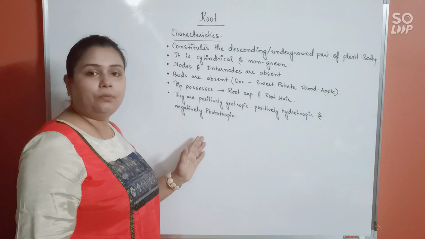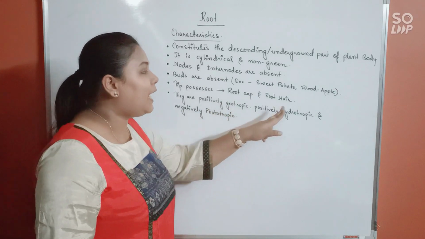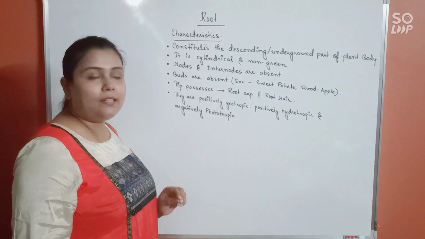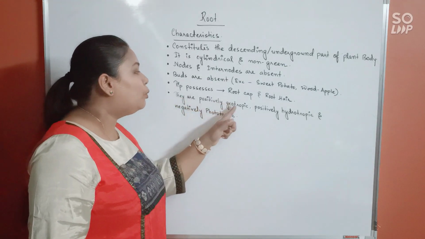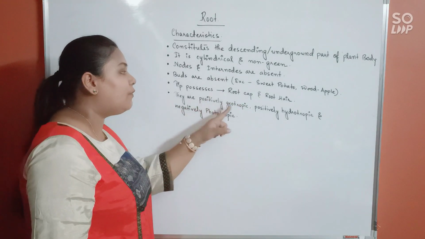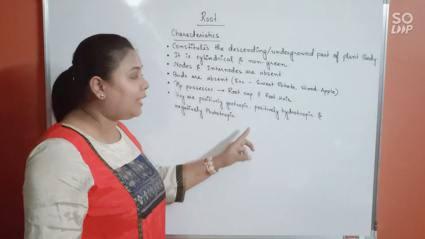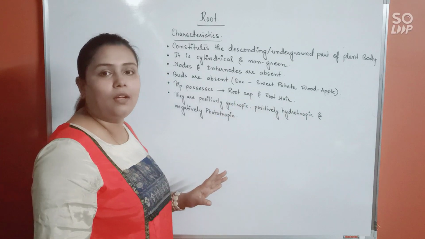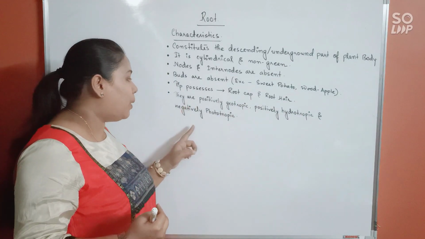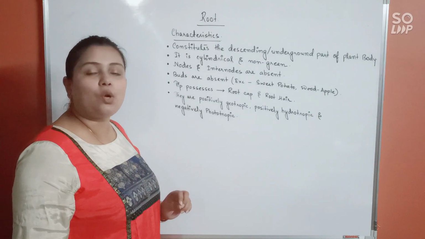Finally, the most important point. The roots are positively geotropic, positively hydrotropic and negatively phototropic. The meaning is that the roots will be moving towards gravity, so positively geotropic. Next, they are going to move towards water, that's why positively hydrotropic. But of course they will be moving away from light, so they are negatively phototropic. So these are the general characteristics of root.